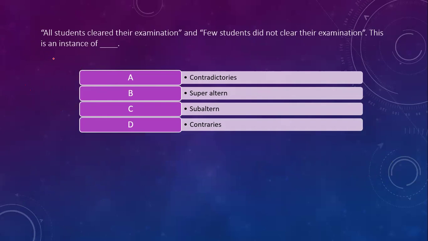Then: all students cleared their examinations and few students did not clear their examination. This is an instance of what? All students cleared the examination; few students did not clear the examination. This is subaltern? Contraries? Here it is contradictory.